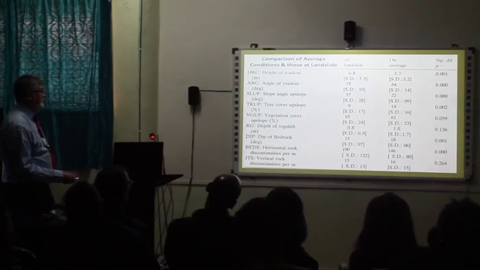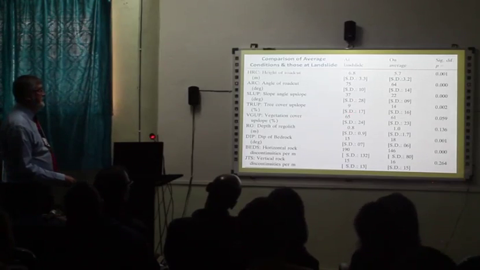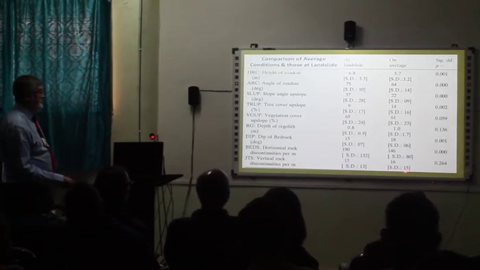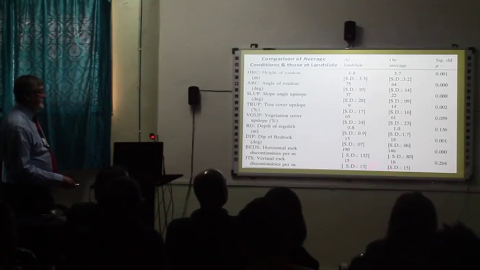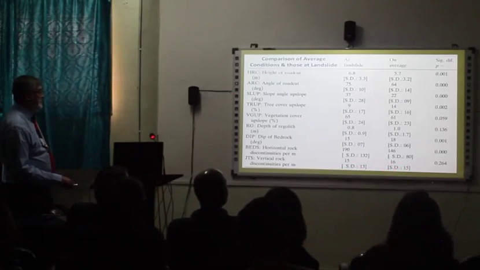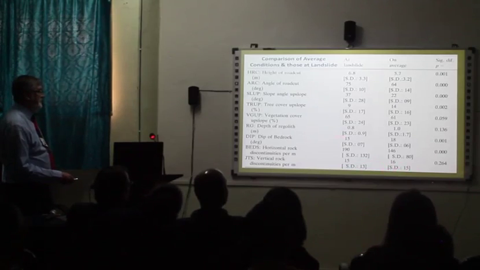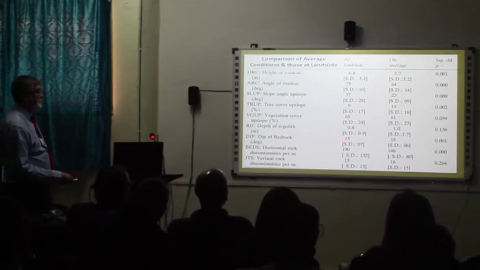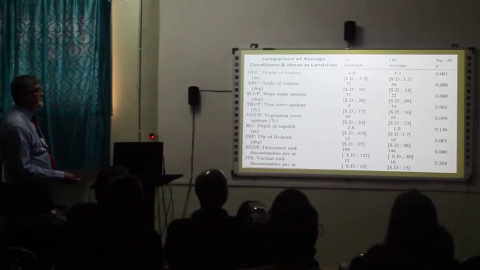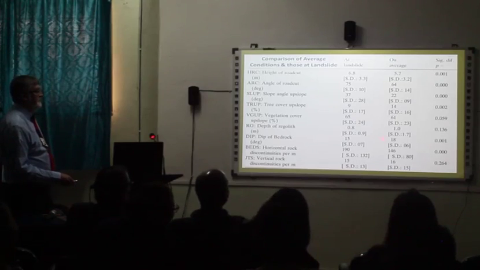Tree cover up, tree cover down, rock joint discontinuities. Strangely there you see that there's a huge overlap. The numbers are very similar and there's a big variation. The difference is not significant statistically, and if you don't know what statistical significance is, then you need to come to my remedial lecture in a little while.